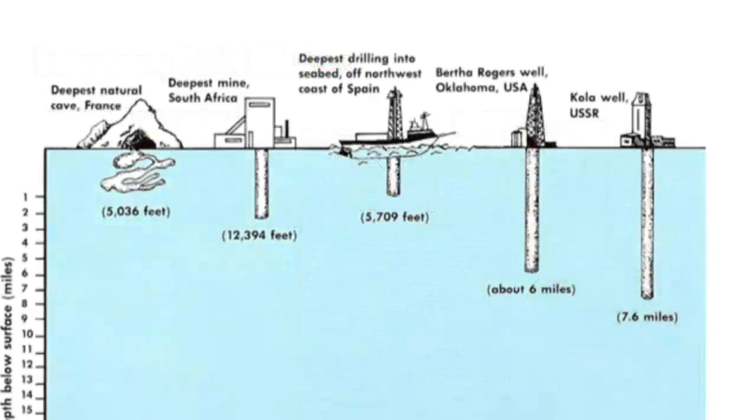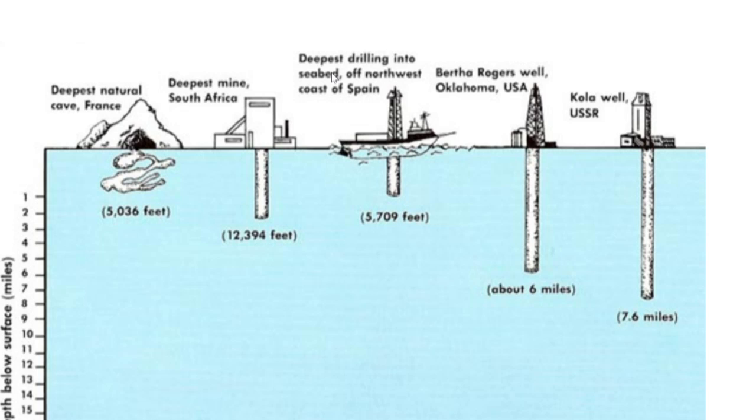So this is an image of the deepest we've ever been. In France, the deepest natural cave is 5,000 feet, which isn't really that far, a mile and a bit, or a couple kilometers. The deepest mine, so this is literally the deepest any human has ever been, is in South Africa. I believe it's a diamond mine, 12,000 feet, which is about 5-6 kilometers. Then offshore drilling, in the seabed, we'll talk about why this is significant in a second, is 5,000 feet, so that's in the ocean floor.